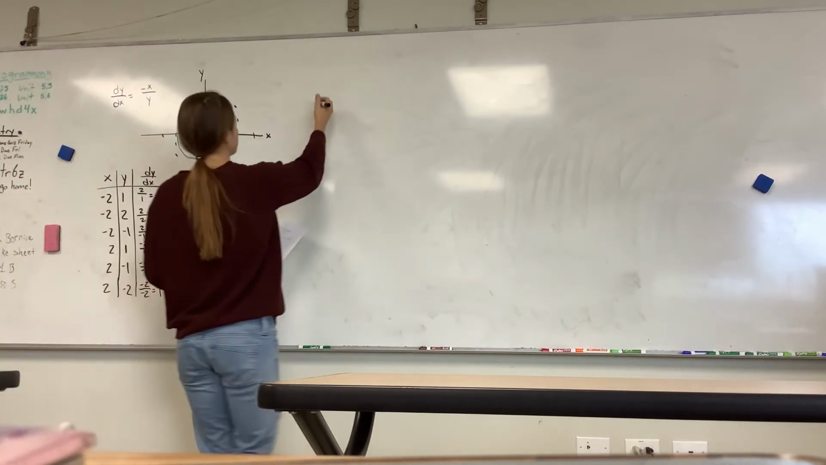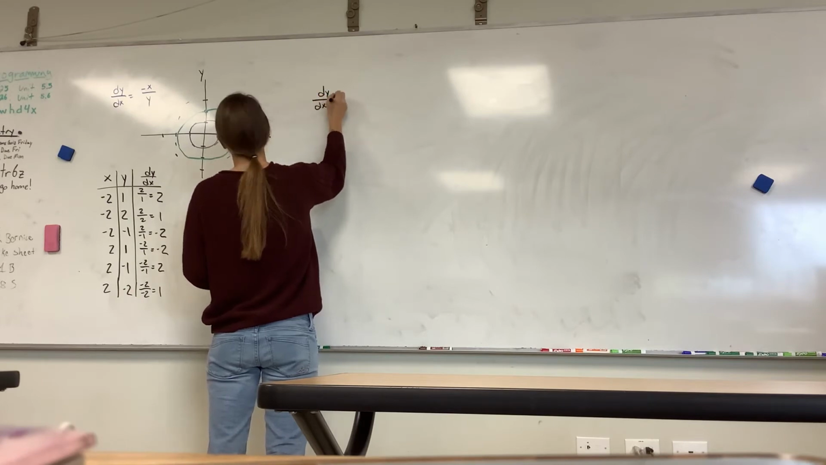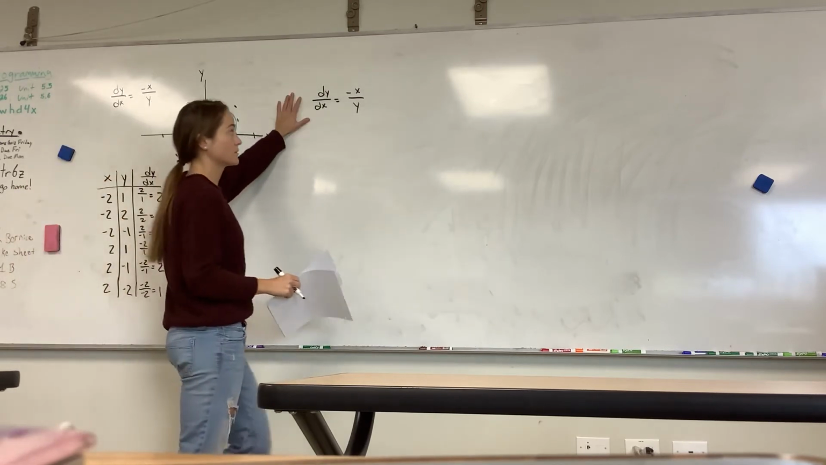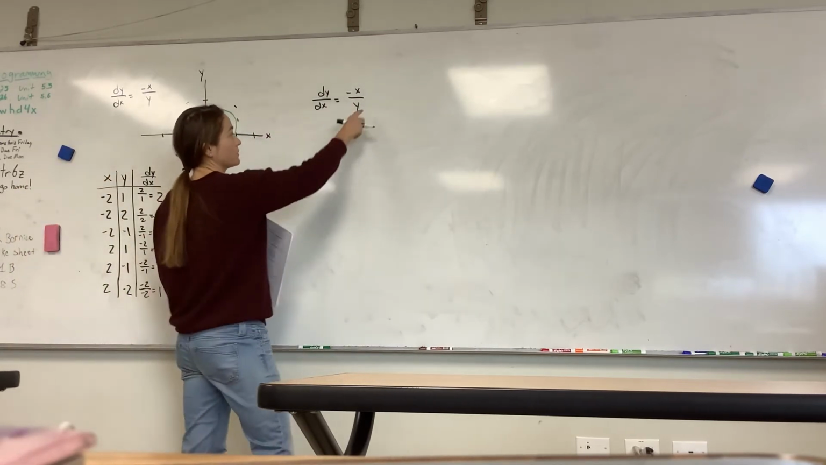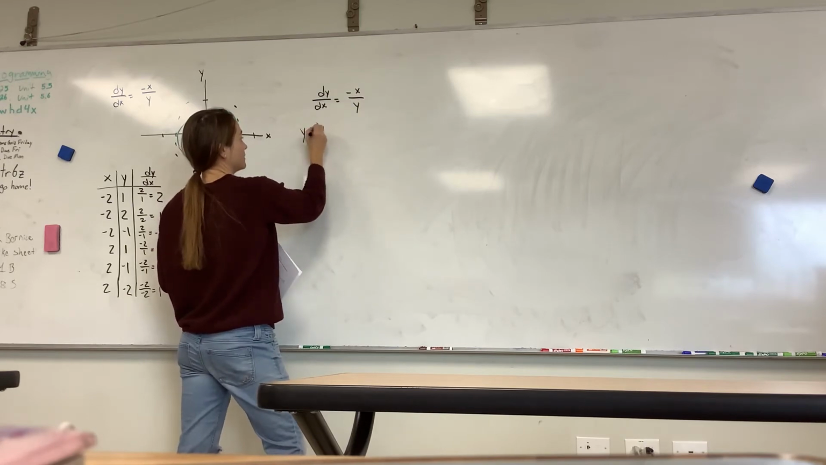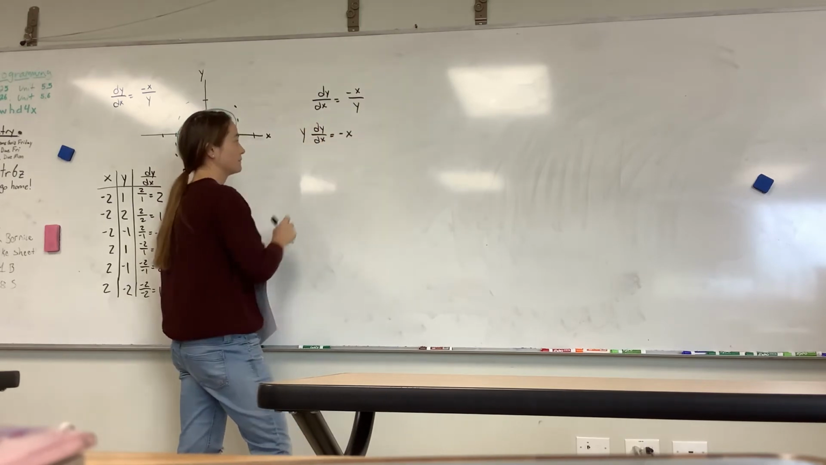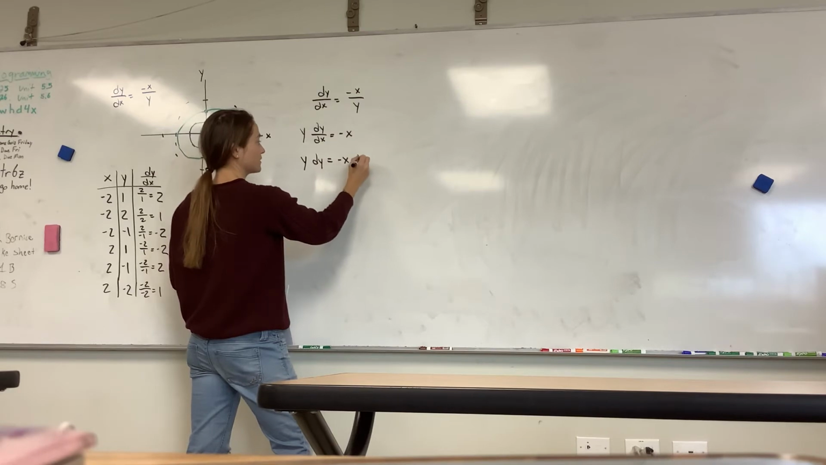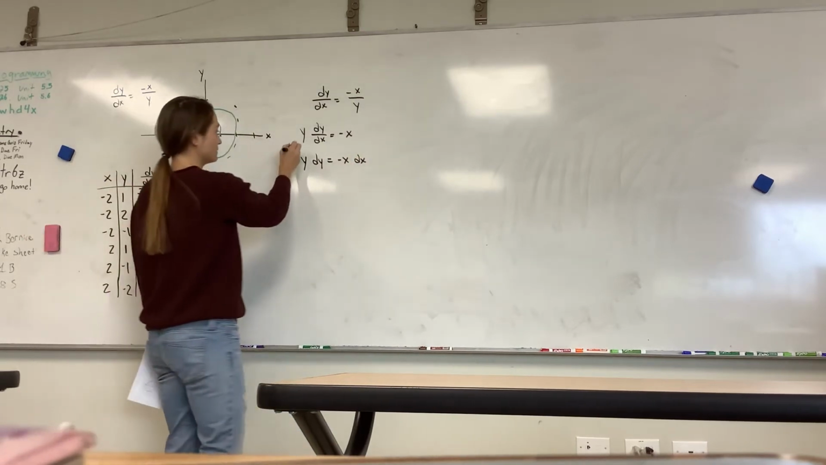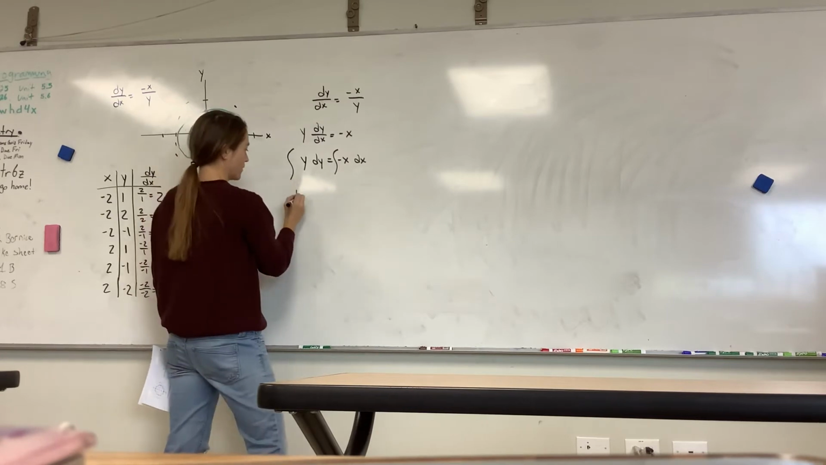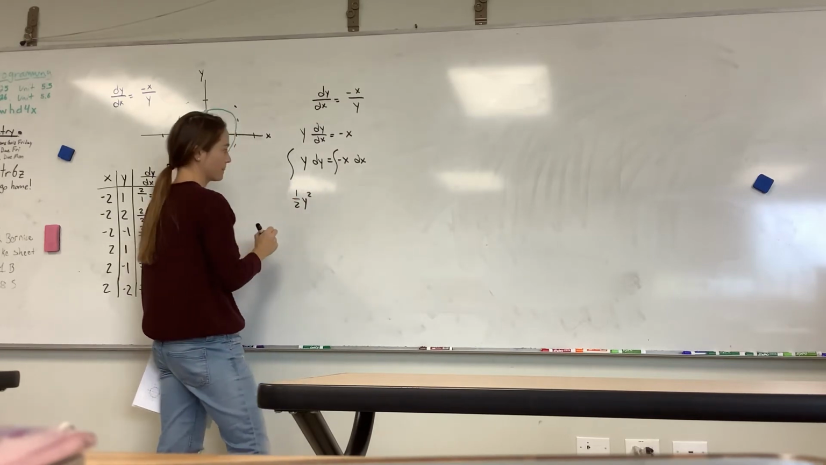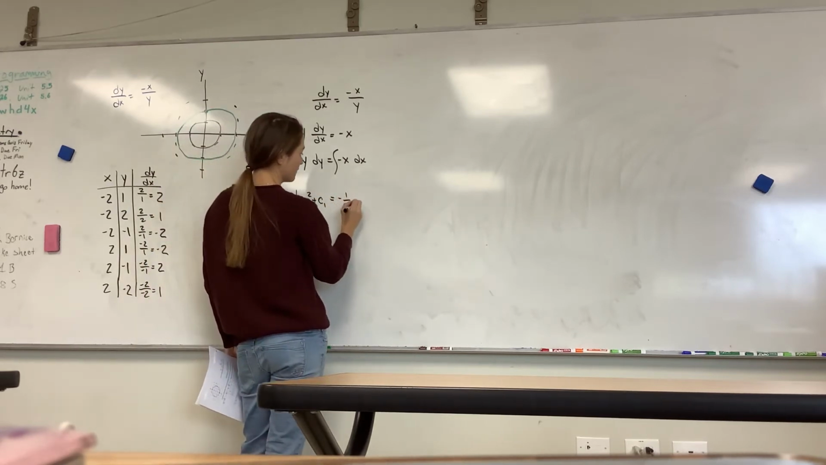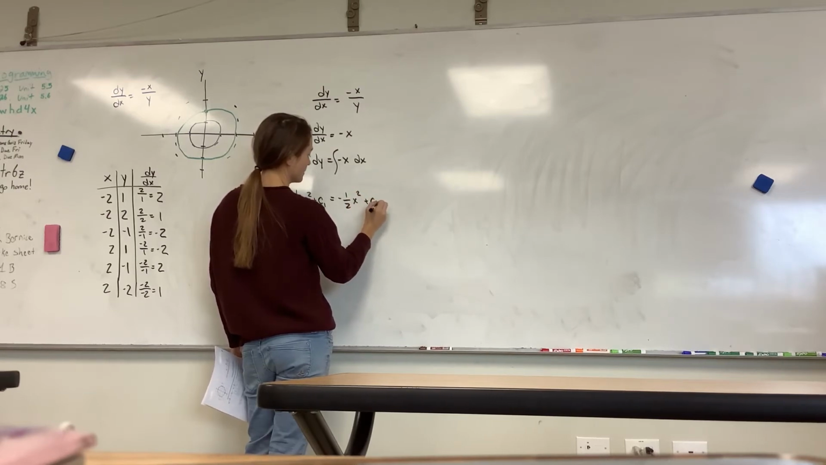So if we have dy/dx equals -x over y, in order to solve for this, I have to get all the y terms on one side and all the x terms on the other side. So I'll multiply both sides by y, and I get y dy/dx equals -x. Then multiply both sides by dx, so I get y dy equals -x dx. Now I'm allowed to integrate. So I get 1/2 y squared plus c1 is equal to -1/2 x squared plus c2.